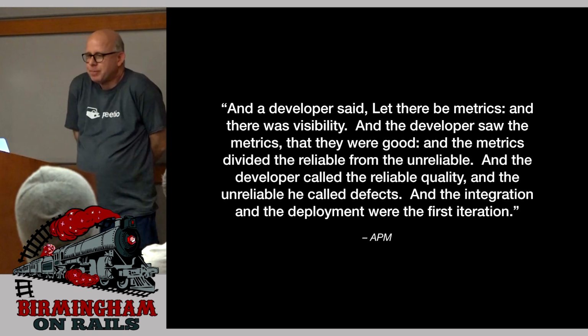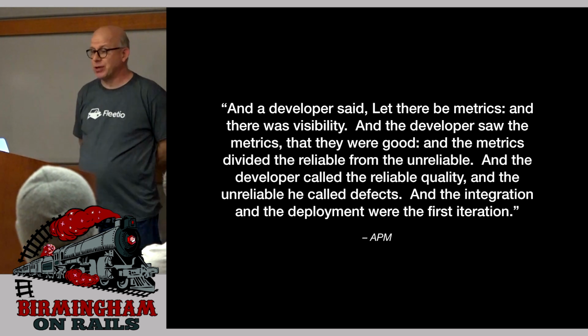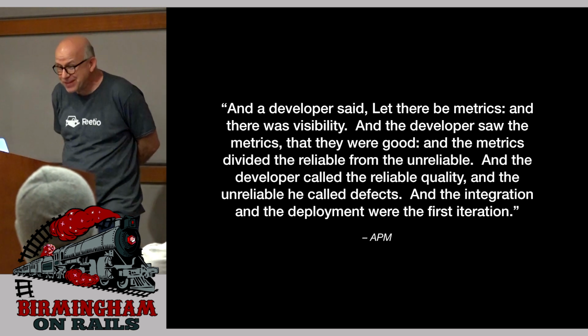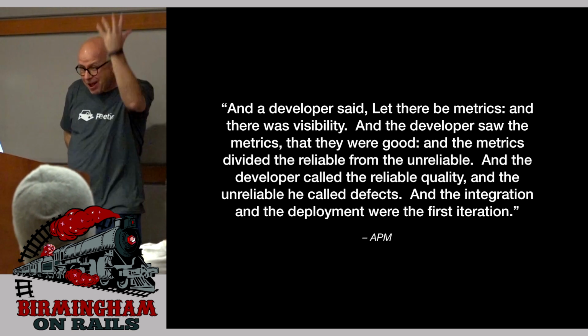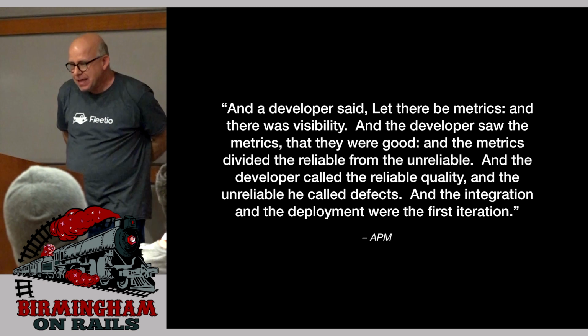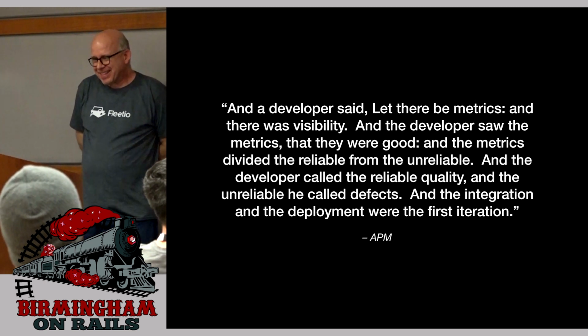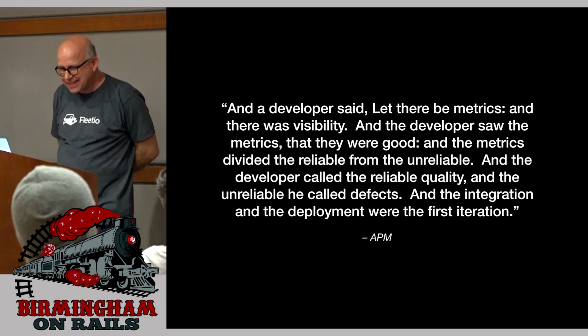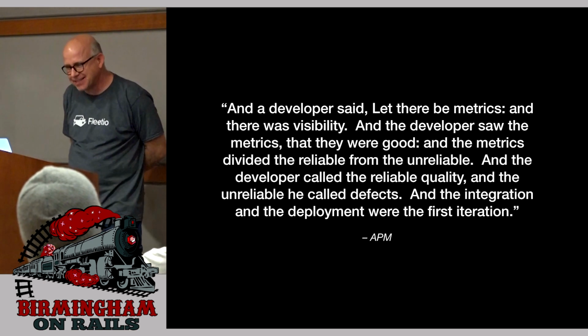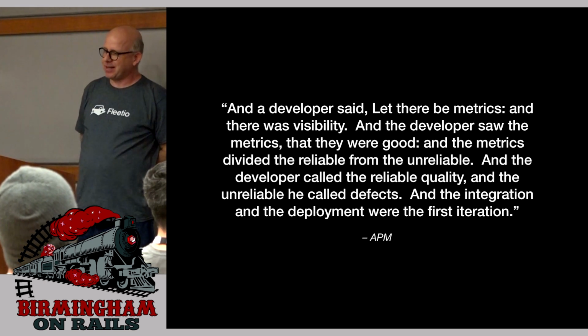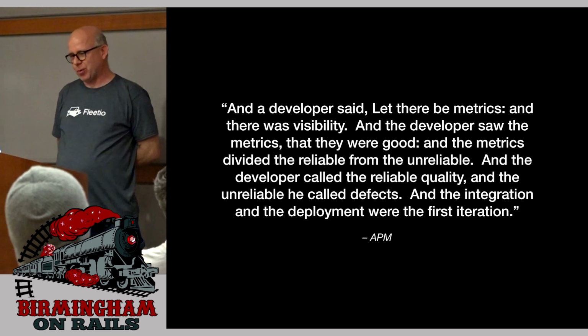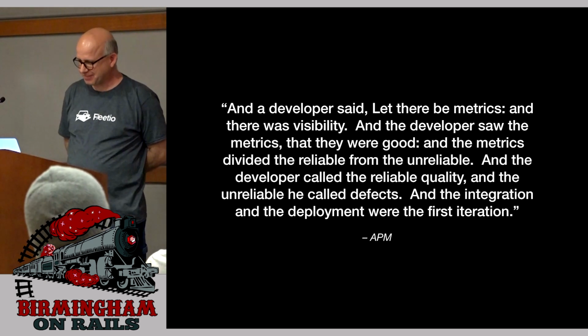And the developer said, let there be metrics. And there was visibility, and the developer saw the metrics, that they were good, and the metrics divided the reliable from the unreliable. And the developer called the reliable quality, and the unreliable he called defects. And the integration and the deployment were the first iteration.